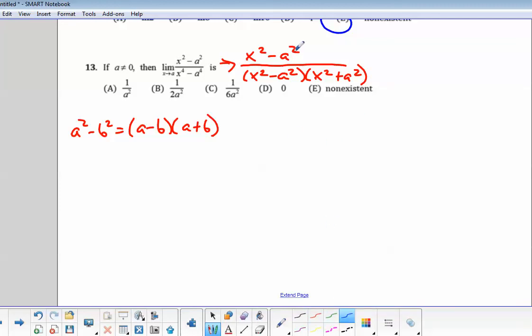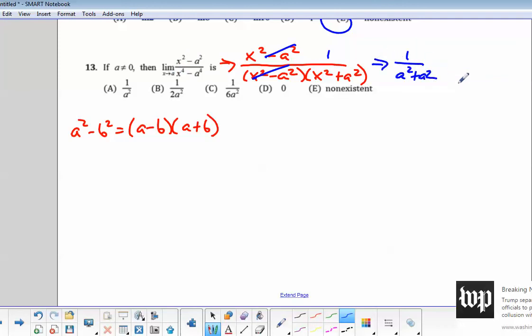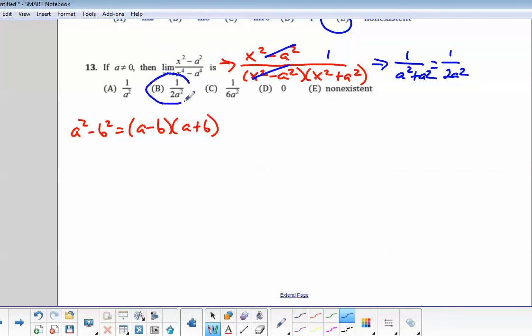And then when I cancel these two out, I have 1 over x squared plus a squared. So I'm doing the limit as x approaches a, which means I'm going to put a in for x. So this becomes 1 over a squared plus a squared. And then this is going to be 1 over 2a squared. So 1 over 2a squared is right here.